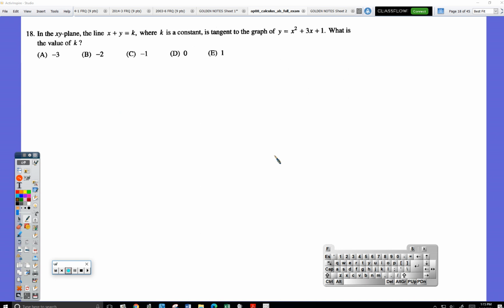Okay, so the problem says in the xy plane, the line x plus y equals k. The keyword is line, where k is a constant, which means I'm going to do all I can to ignore k. Just don't worry about it. That line is tangent to the graph, this.